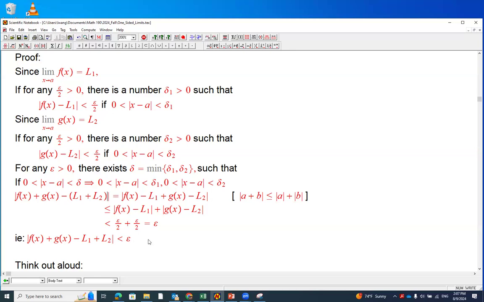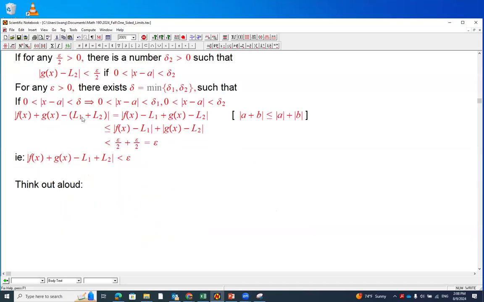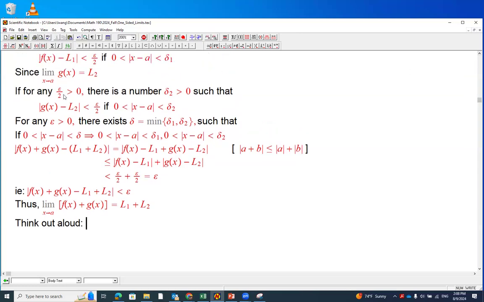All right, so now we have used the definition over and over again. So that proved it. That proved it. So we have done the proof. And now we're going to answer the question. Thus, this limit law is proved. Now we're going to answer the question, why half epsilon?